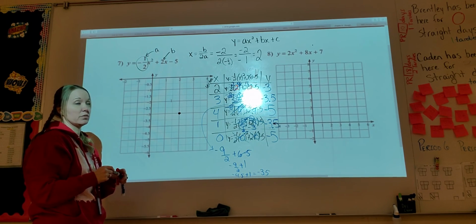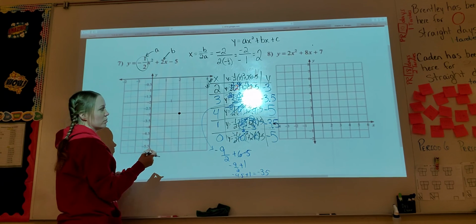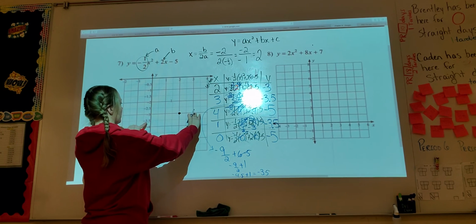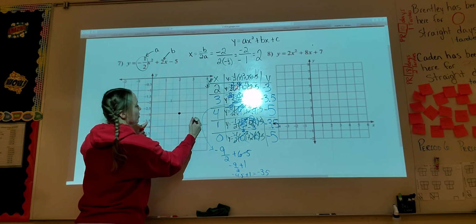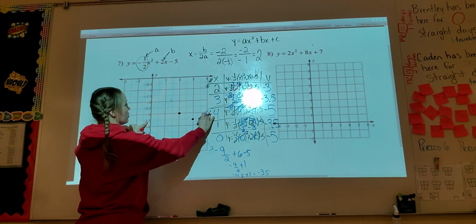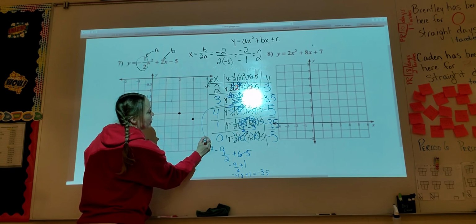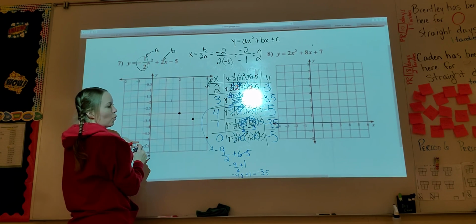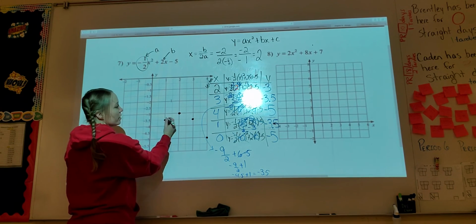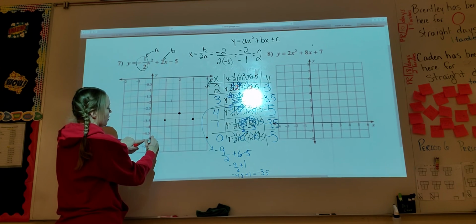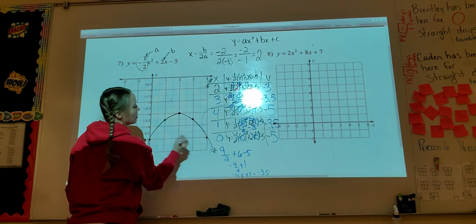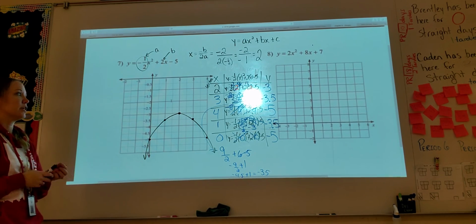That one was ugly. So let's graph this one. I've got at the point 3 and -3.5. So -3.5 is going to be here. And then 4 and -5. So here's 4 and here's my -5. And then I've got 1 and -3.5. So 1 and -3.5, that's right here. And then 0 and -5 is here. And I've got your parabola. There you go. There is your graph.